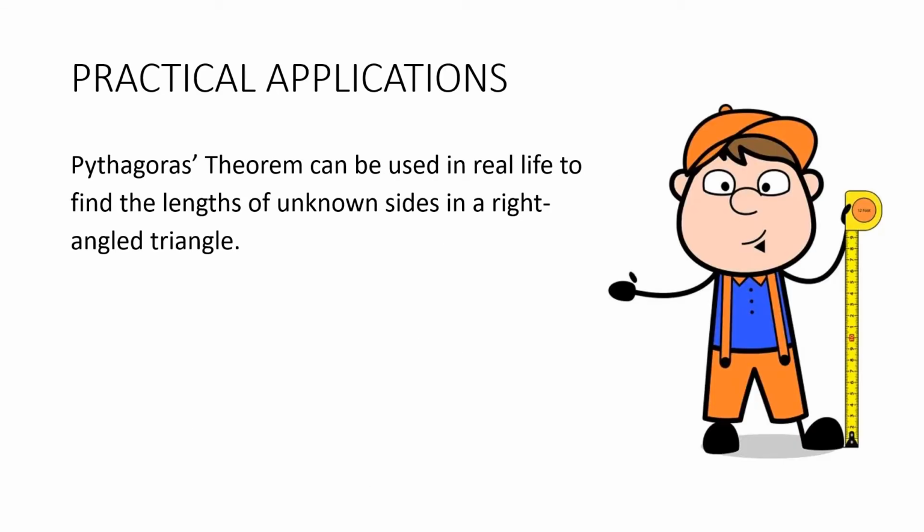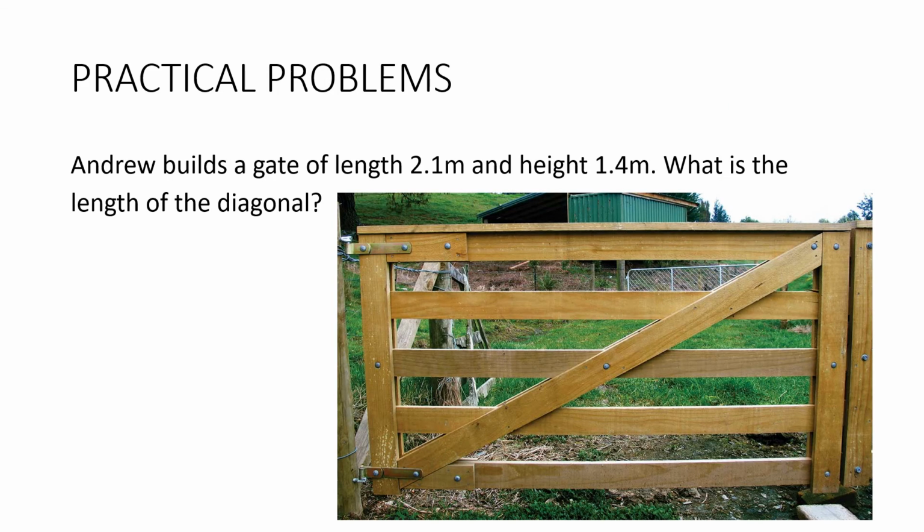Now of course Pythagoras' theorem can be used in real life to find the lengths of unknown sides in a right-angled triangle. So here's a practical problem. Andrew builds a gate of length 2.1 metres and height 1.4 meters. What is the length of the diagonal? So we can see that this is a right-angled triangle in here, and we're told that the length here is 2.1 and the height is 1.4. And we want the length of the diagonal, which is this brace here.